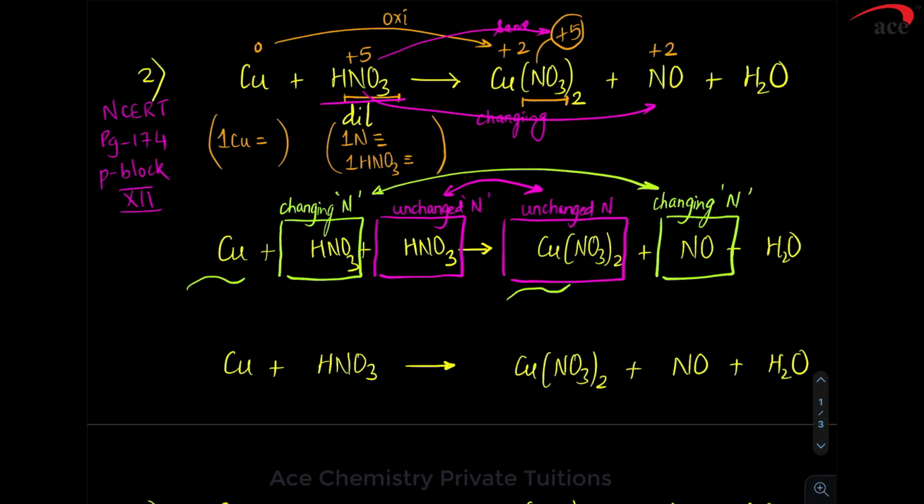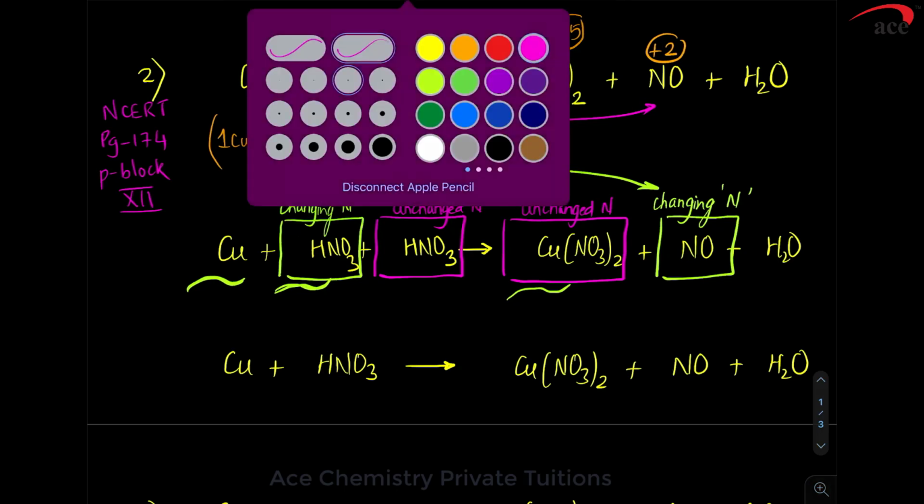Remember that. And who decides the numbers? Only changing. So only these 2 will decide the number. So we go back to our traditional method. Copper is going from 0 to +2. That means copper is changing by 2. And nitrogen is going from +5 to +2, changing by 3 for 1 nitrogen. But we are looking at nitric acid. So 3.